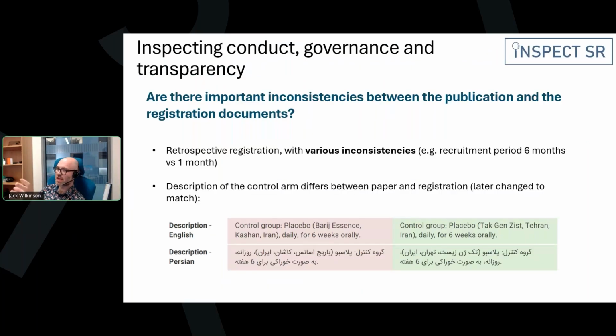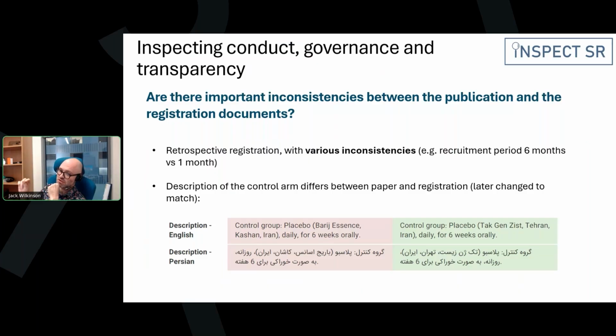Okay, so our next domain, inspecting conduct, governance, and transparency, we ask, are there important inconsistencies between the publication and the registration documents? So in the clinical trial world, there's an expectation that you will register your clinical trial, and that should really be done prospectively, okay? So that gives us a chance to look at the registration documents to see if there are any problems, okay? Are there any inconsistencies between what it says on the registration page and what the author said in the paper, okay?